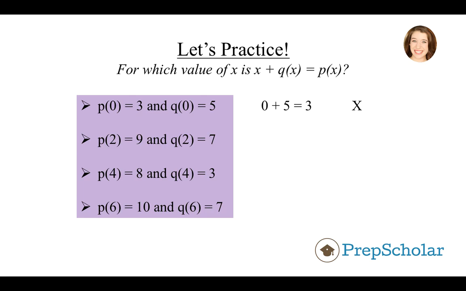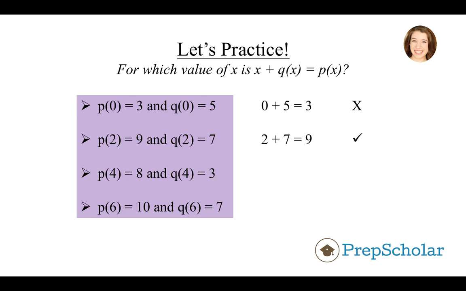What if the value of x was 2? Then we'd get 2 plus q of x is equal to p of x. 2 plus 7 is equal to 9. Well, that's correct. That actually works because 2 plus 7 is 9. Let's hold on to this choice and just check the other answers to be sure.